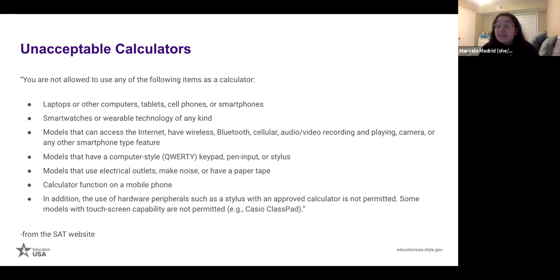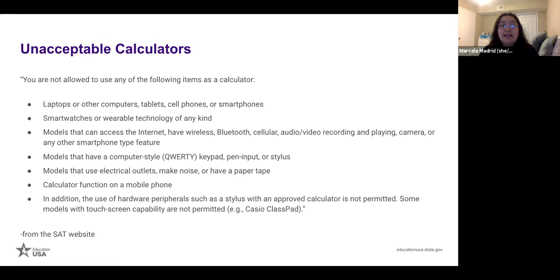But here are some of the unacceptable calculators. You can't use laptops or computers, tablets, cell phones, or smartphones of any kind. You will be asked to either turn off your phone or put it on airplane mode. It has happened to me where I've been in a session and a phone has gone off and the student was asked to leave. So phones are not acceptable as calculators. Smartwatches and wearable technology of any kind, again, you will be asked to turn these off, so they will not be of any use to you during the SAT.